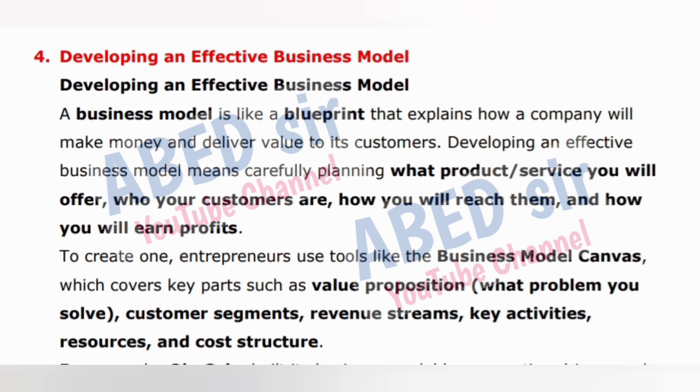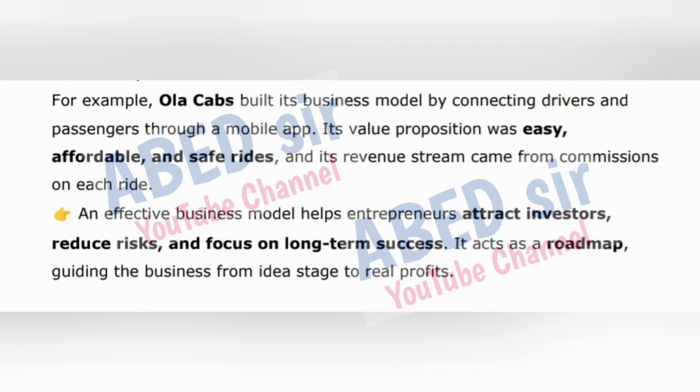To create one, entrepreneurs use tools like the business model canvas, which covers key parts such as value proposition, what problem you solve, customer segments, revenue streams, key activities, resources, and cost structure. For example, Ola Cabs built its business model by connecting drivers and passengers through a mobile app. Its value proposition was easy, affordable, and safe rides, and its revenue stream came from commissions on each ride. An effective business model helps entrepreneurs attract investors, reduce risks, and focus on long-term success. It acts as a roadmap, guiding the business from idea stage to real profits.